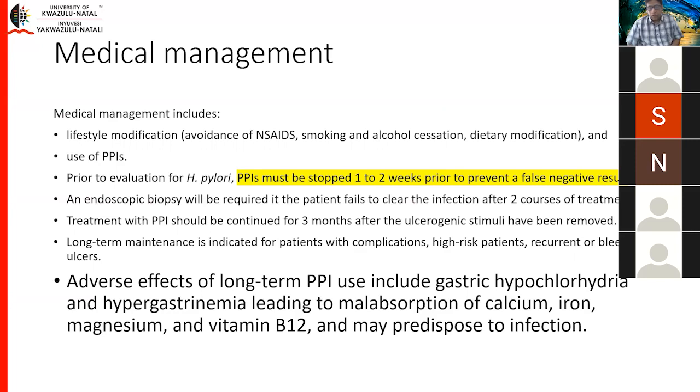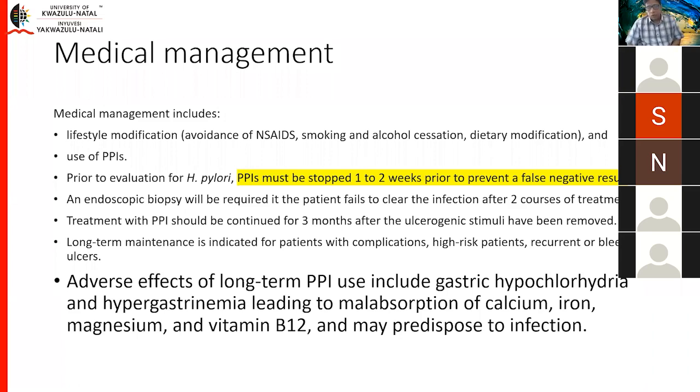So if you've given two courses of PPI therapy and they still have symptoms, right, you should actually refer the patient for endoscopy and request that the endoscopist does a biopsy of the pyloric antrum, or if there is, in fact, peptic ulceration, he will proceed to biopsy these ulcers. The PPI therapy should be continued for 3 months after the non-steroidals, etc., have been stopped, smoking has been ceased, etc.